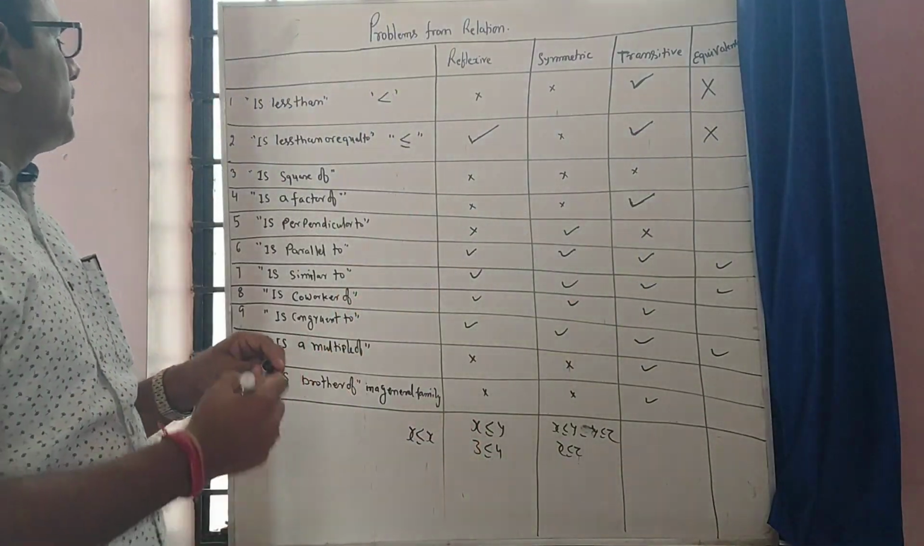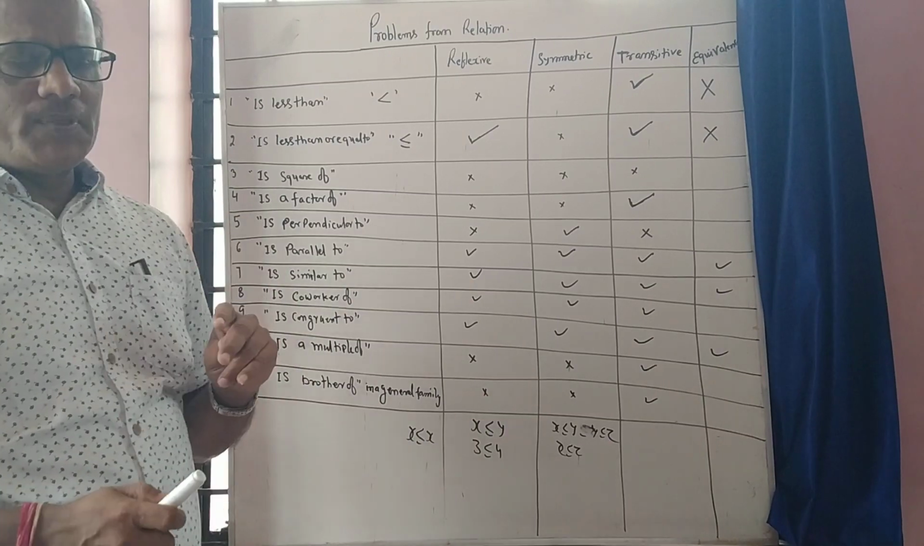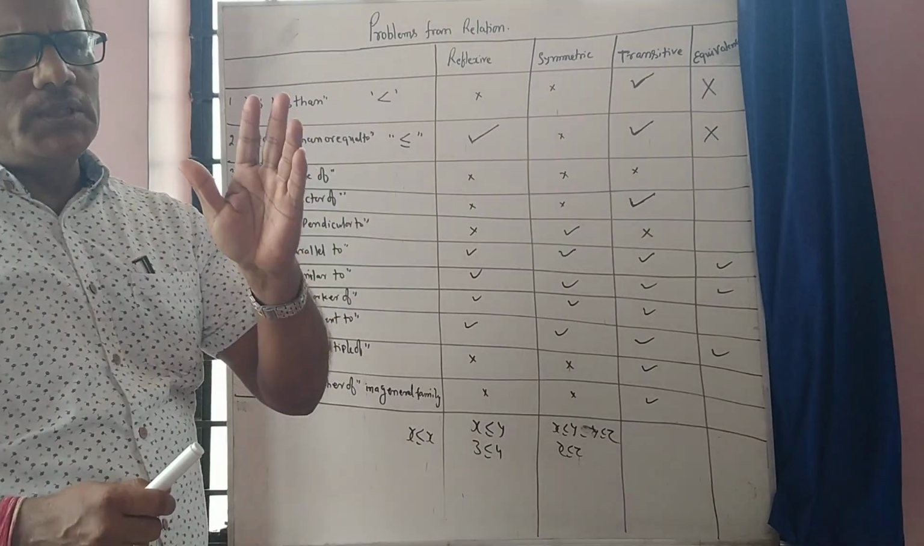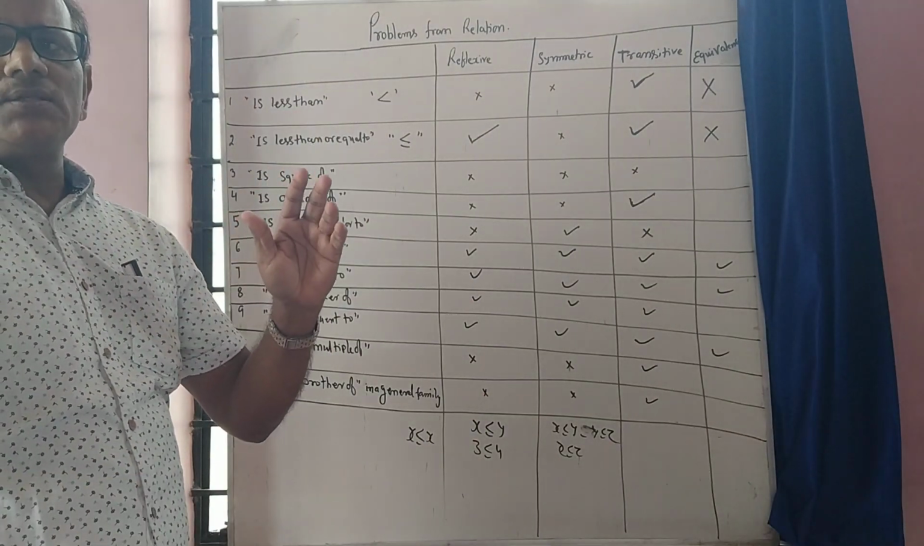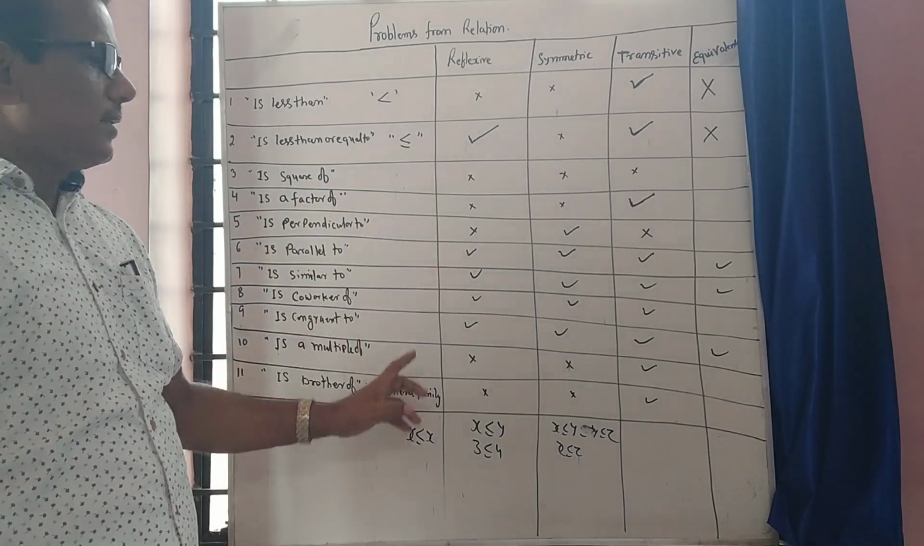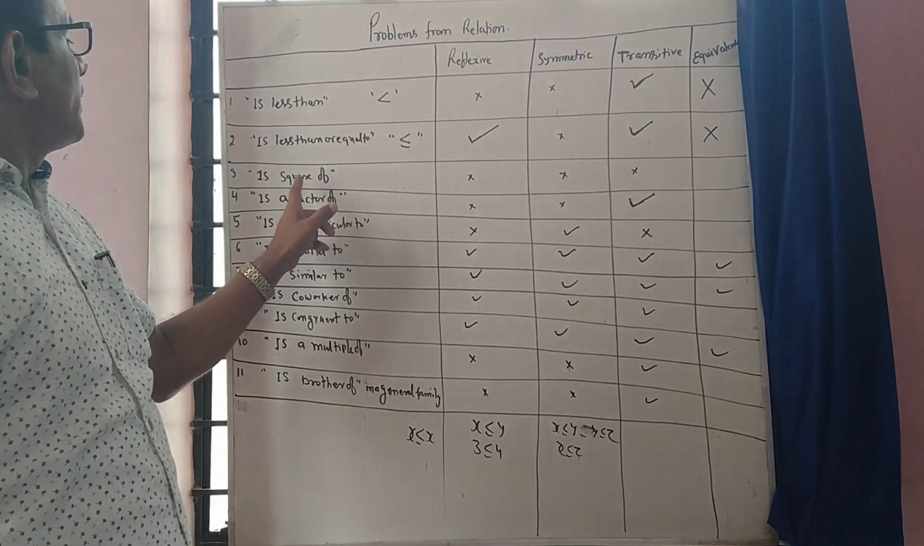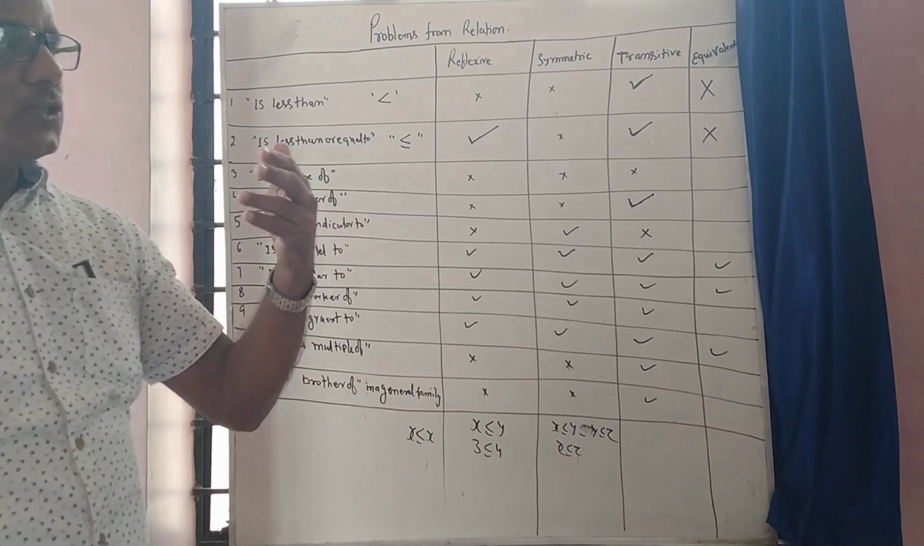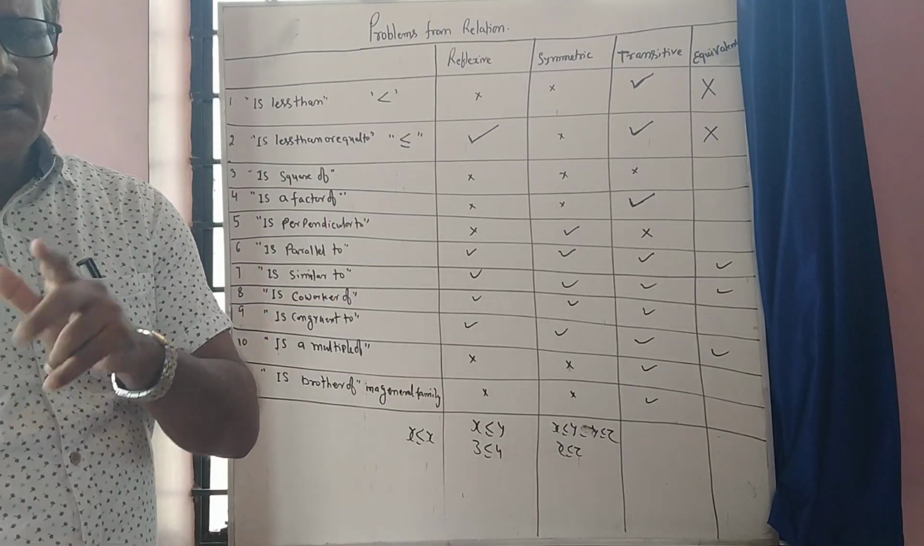Clear? Coming to the third, square of. Square of also holds in simple algebra. The square of relation also holds in simple algebra. The relation is that any number cannot be the square of itself except 0 and 1.